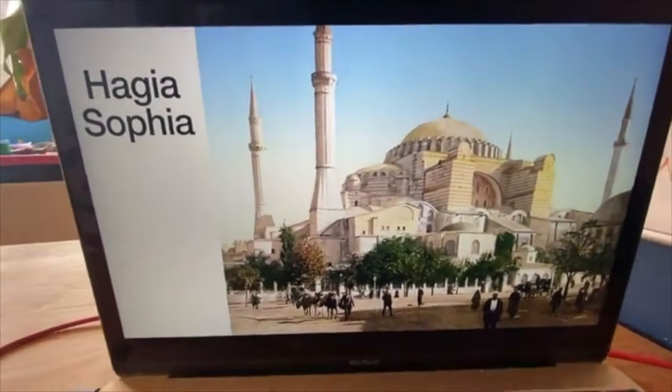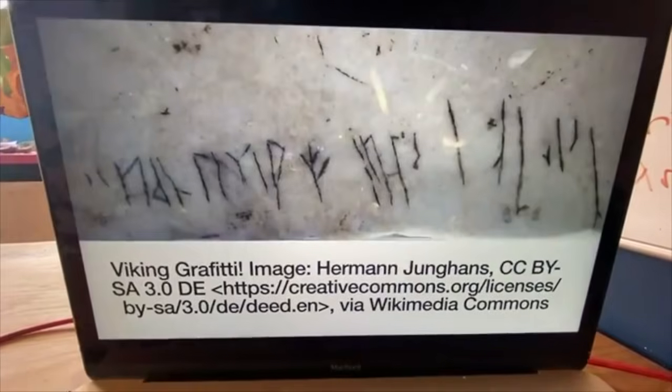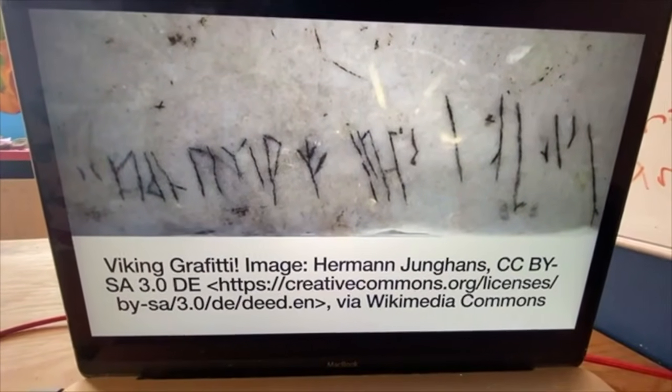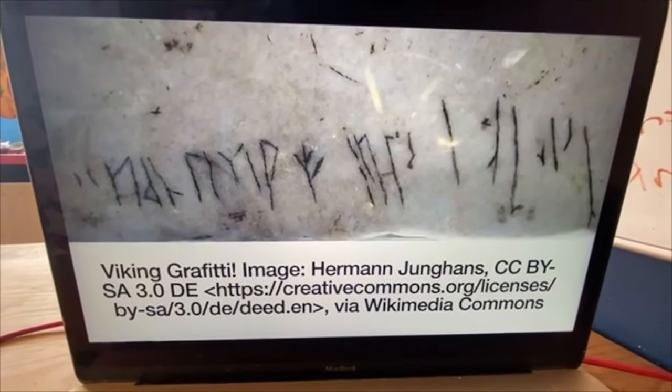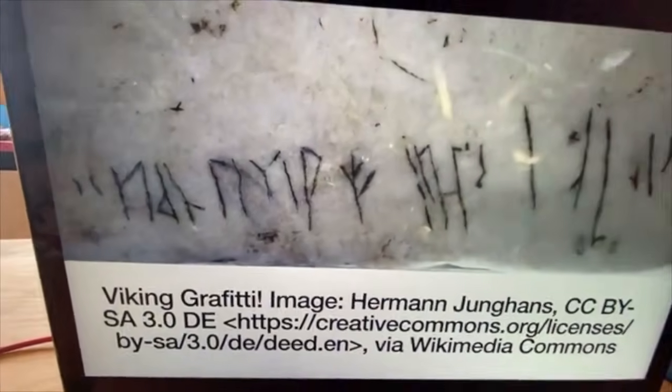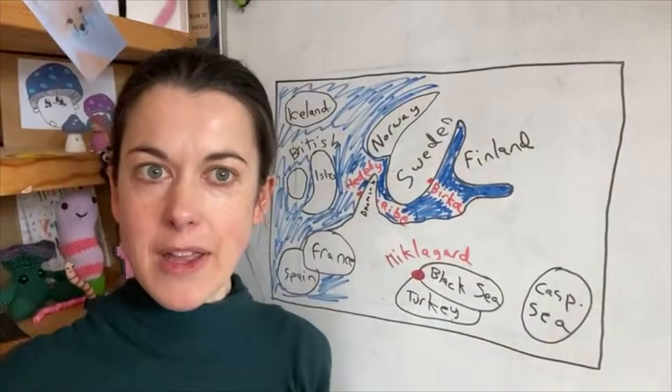Look, I was so excited when I found this out. It actually has Viking graffiti in it still to this day, and we reckon it's just like our graffiti. It just sort of says, I was here. But how gorgeous is that? You recognise some of those runes from last week. But how are they going to get there?